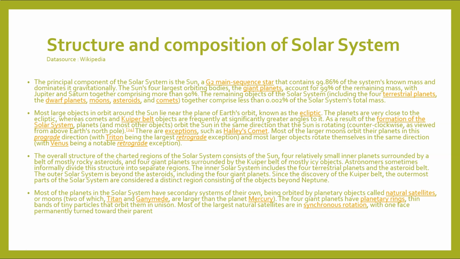The overall structure of the charted regions of the solar system consists of the Sun, the 4 relatively small inner planets surrounded by a belt of rocky asteroids, and the 4 giant planets surrounded by a Kuiper Belt of mostly icy objects.